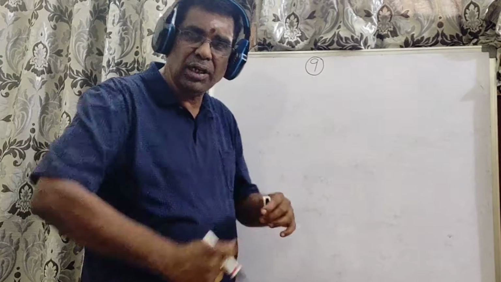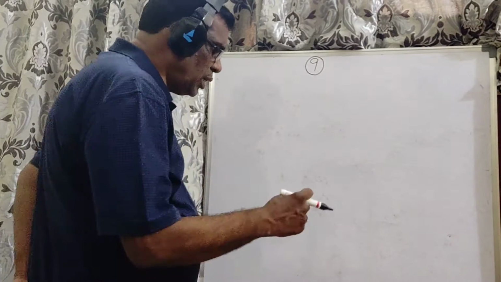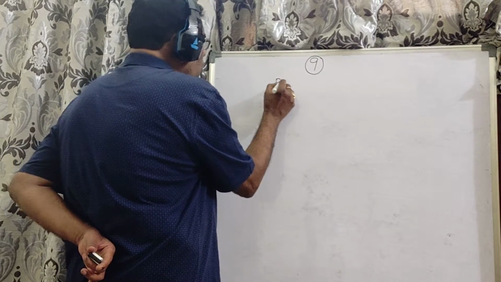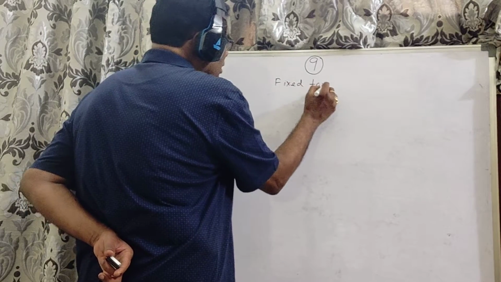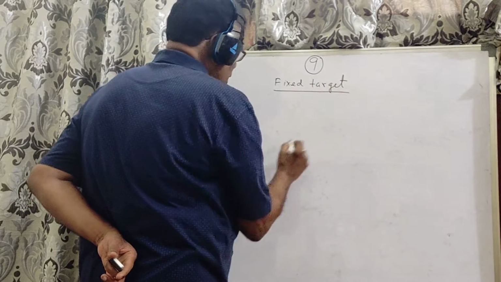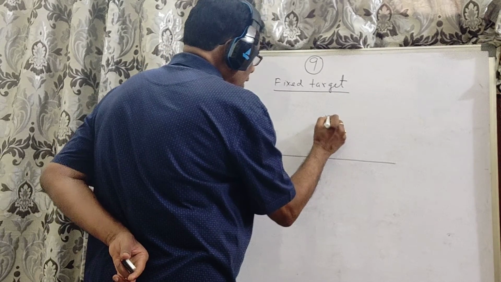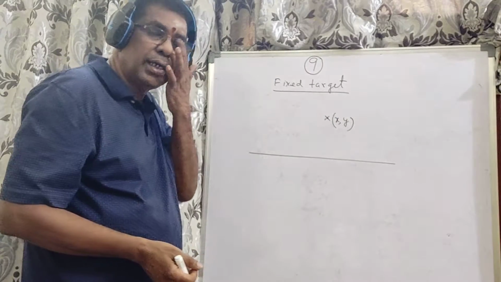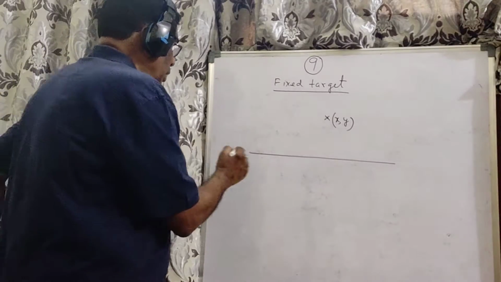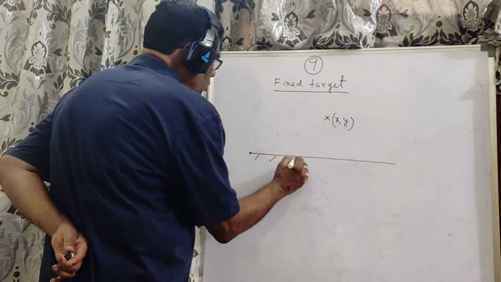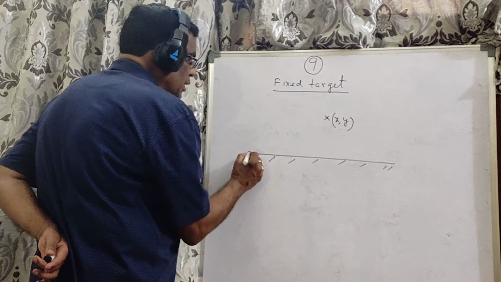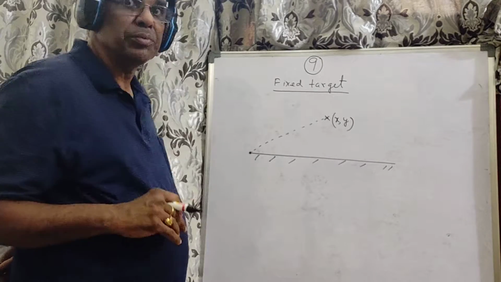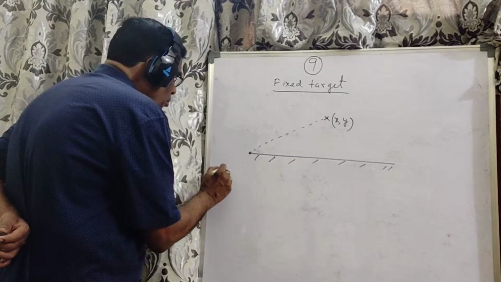Now, continuing our discussion, I would go a bit ahead of it. Today I'm going to look at a fixed target. There is a fixed target, say here, whose coordinates are x, y, for example. Now I'll give you various scenarios. You are at this point, so this is the straight line distance you have. Now, one by one, scenarios.